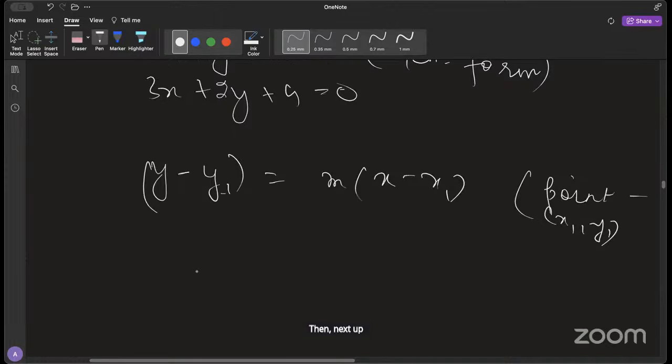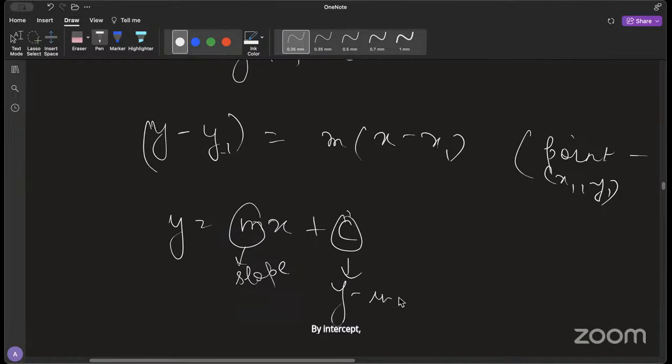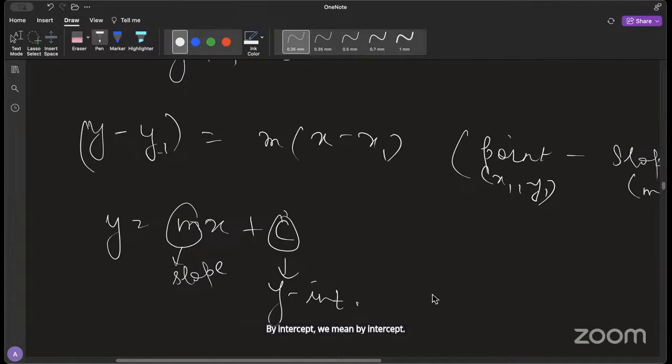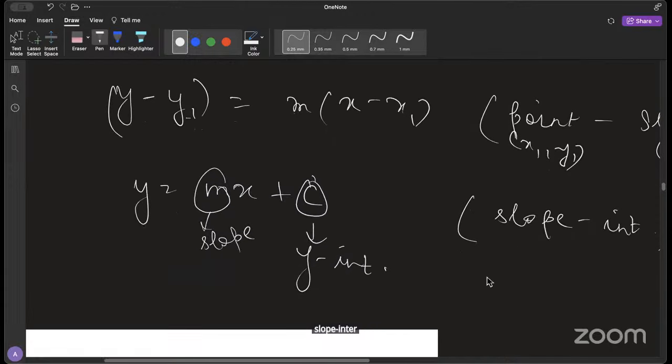Then next up we have the slope intercept form. So your slope intercept form is this: y equals mx plus c, where m is the slope of the line and c is the intercept. By intercept, we mean y-intercept. So this is slope intercept form, with m and c.